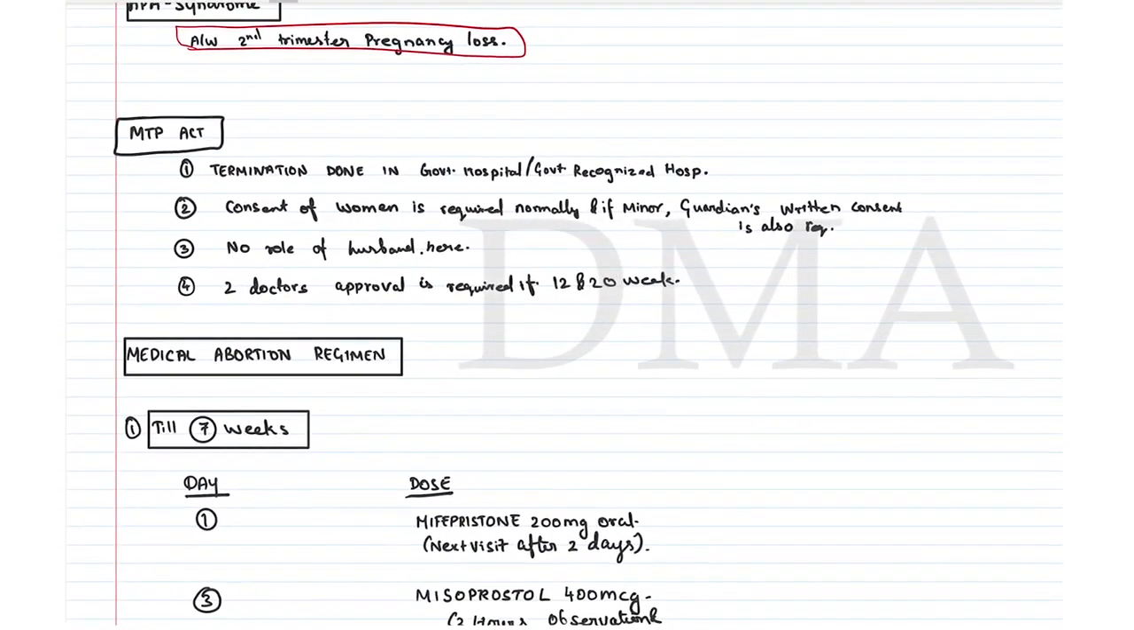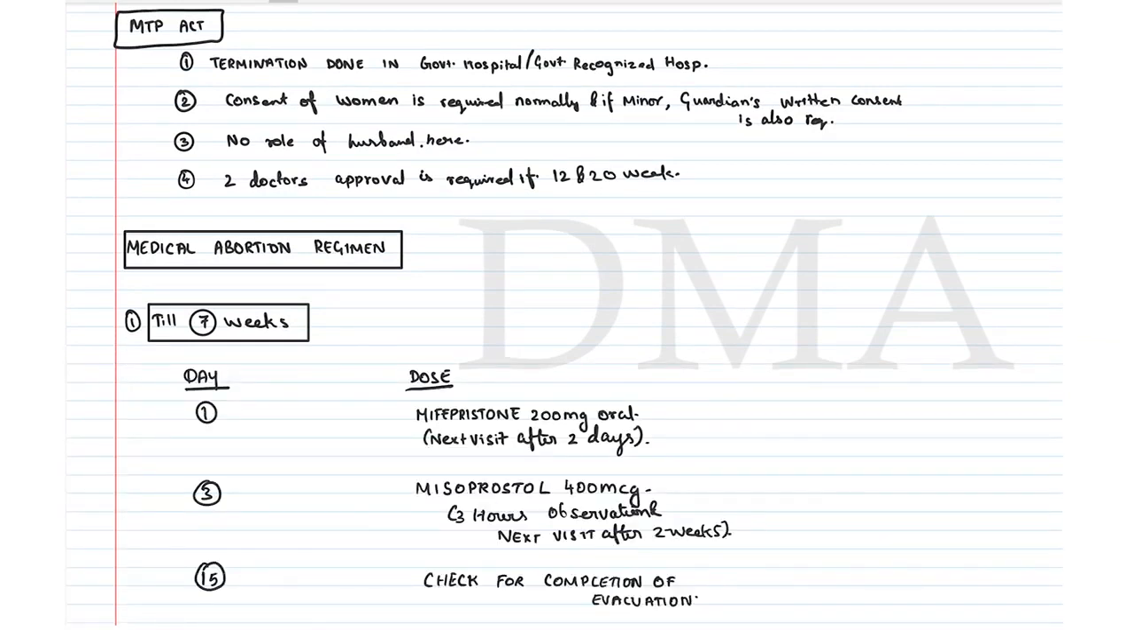Next, you have your Medical Termination of Pregnancy Act. MTP Act, the important highlights: there is no role of the husband in termination of pregnancy. Even though the husband does not want the baby, if the wife wants the baby, legally the wife can have the baby. But if the wife does not want the baby and wants to abort it, and the husband wants the baby, then the pregnancy will be terminated, because the husband has no role here.